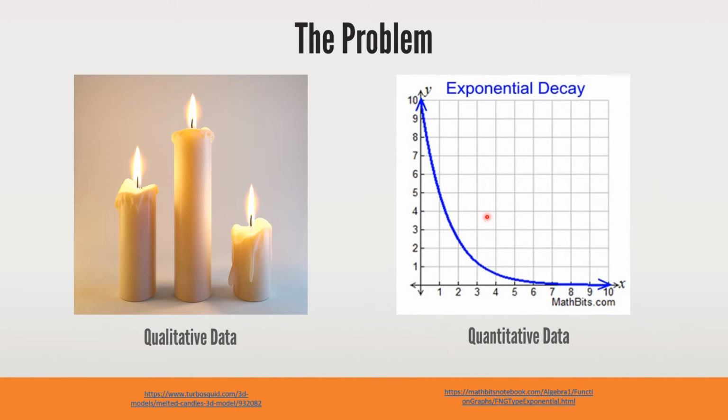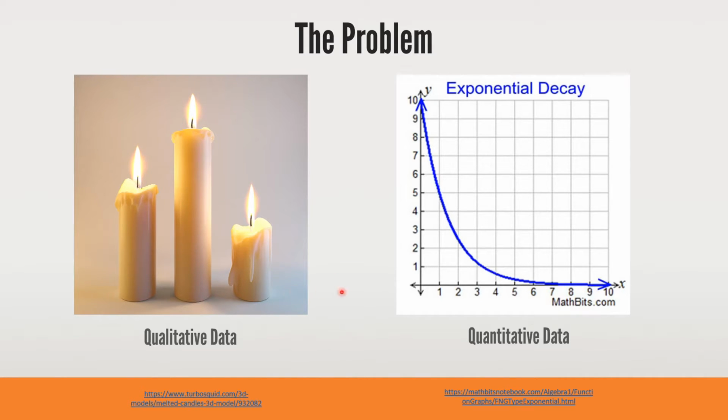So first of all, the problem. There are two different types of data. I don't have to explain to you, but we have qualitative data, right? That's essentially data that has no numbers or analytical information. It's just observations. So we have candles here. Maybe we're observing a candle over time as it melts. We're not really taking any measurements. We just have a picture that shows us over time it melted further and further and got smaller.